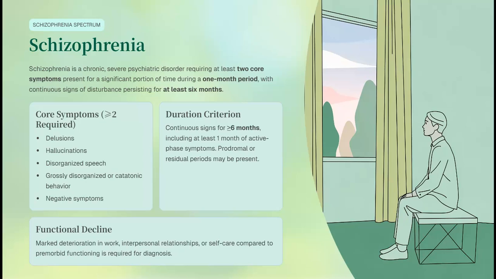The duration matters. Remember the duration. They need at least 1 month of active symptoms, but the overall disturbance must persist 6 months or more. They may have prodromal symptoms, which are early warnings, or residual symptoms that may appear before or after the active phase.